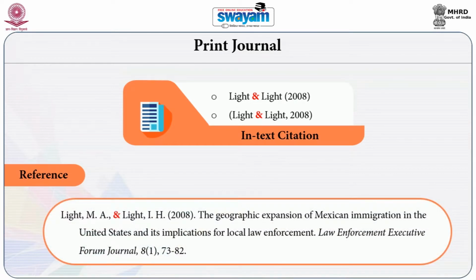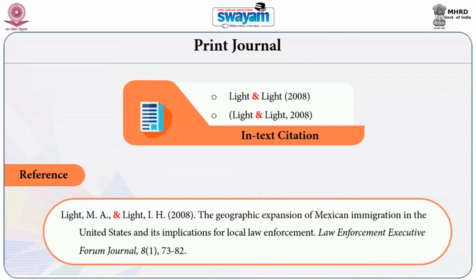Periodicals include the following: magazines, newspapers, newsletters, special issues, etc. For print journal article with 2 authors, the last name of the first author, ampersand, and last name of the second author and year in parentheses is given. Or you can also display it as last name of the first author, ampersand, last name of the second author, comma, year, both in parentheses or round brackets.